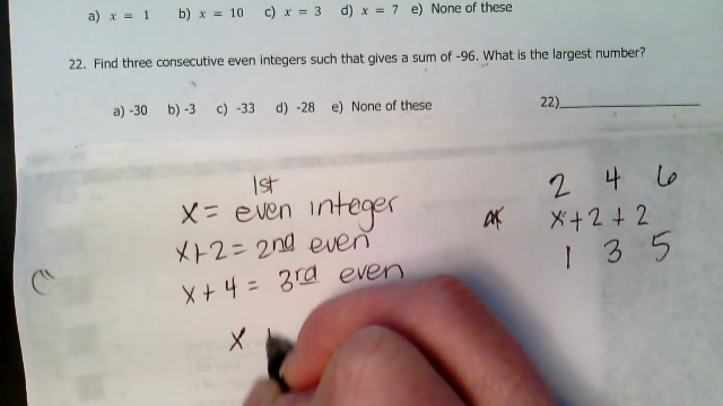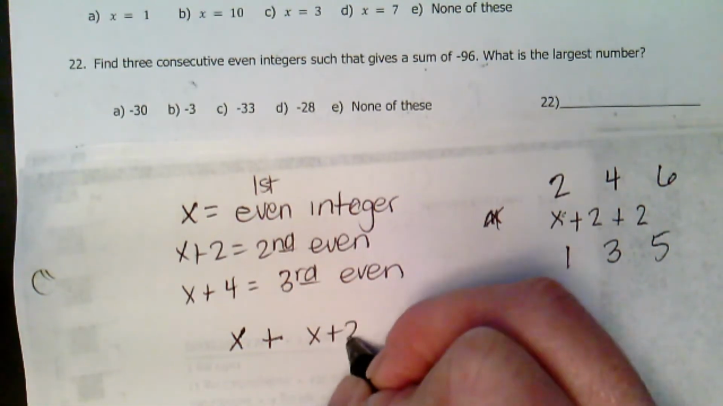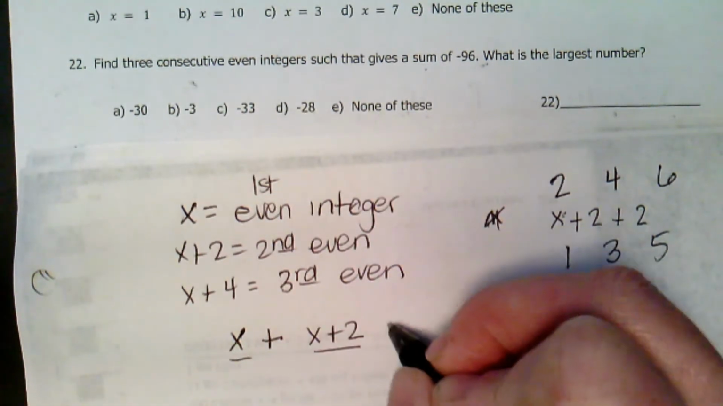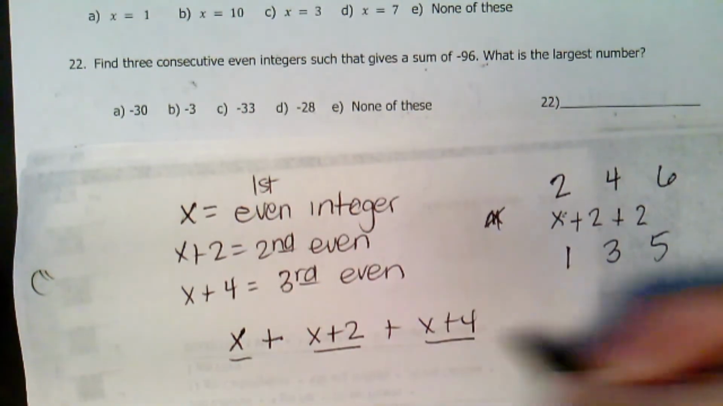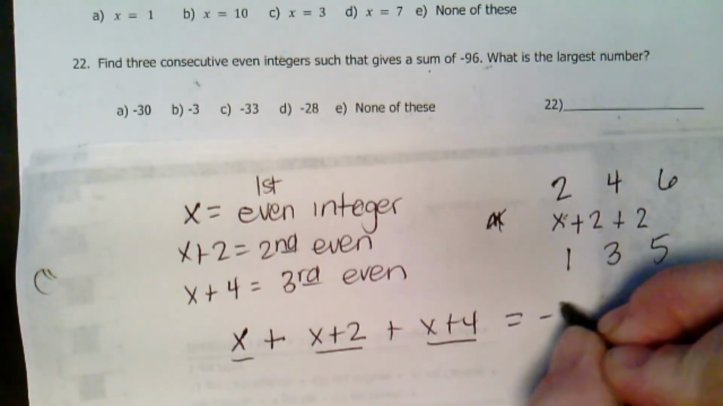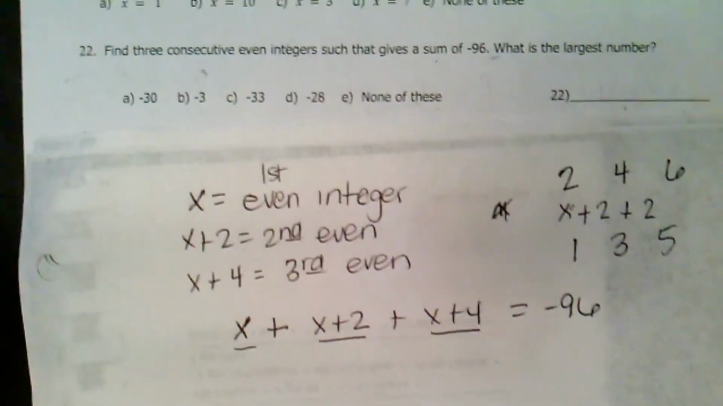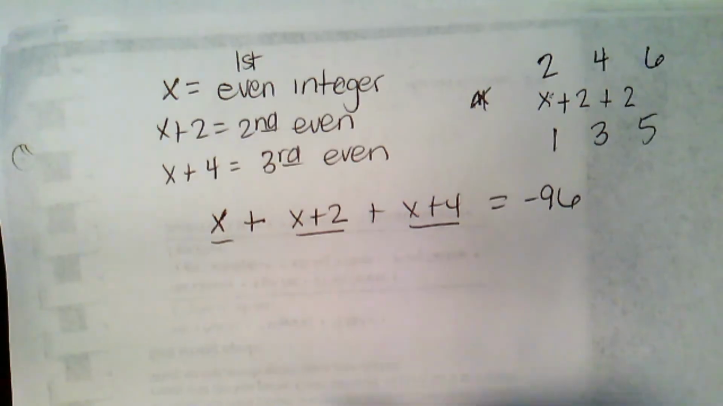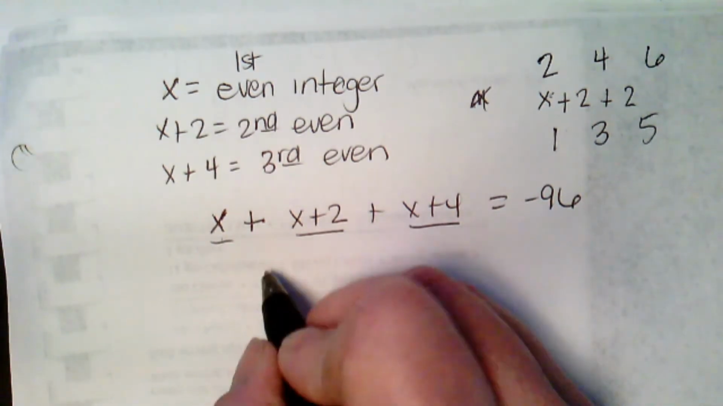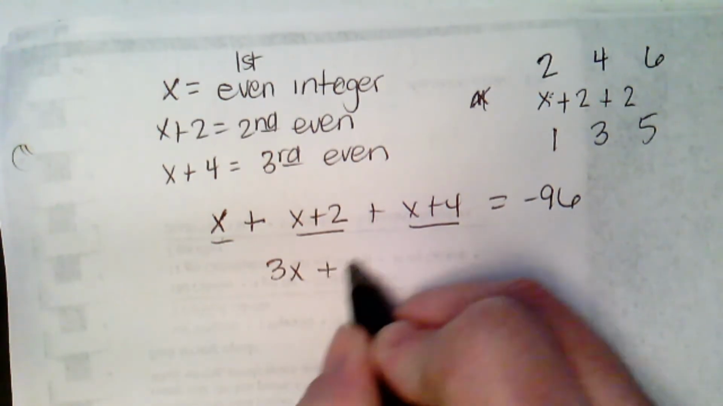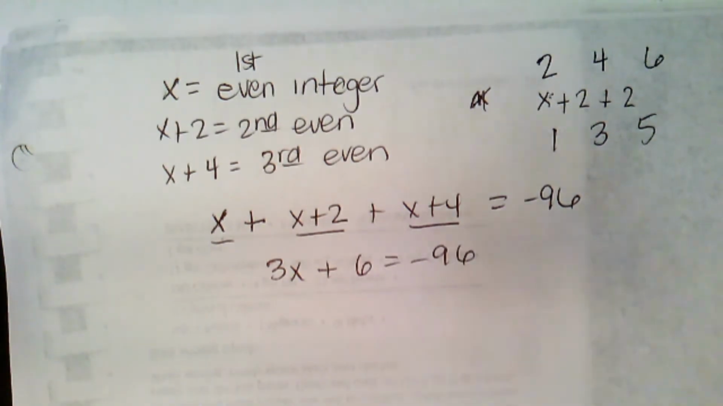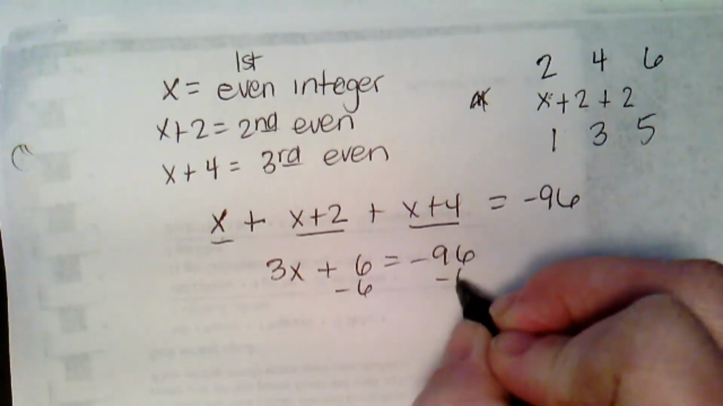But we do know that the first number plus the second number plus the third number, all these unknowns, equals negative 96. So now we're just going to combine and simplify. Minus 6, minus 6.